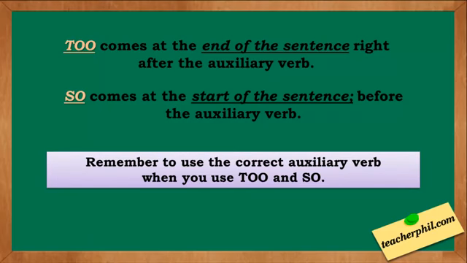Remember to use the correct auxiliary verb when you use too and so. If the speaker used a modal, then also use a modal. If you use a be verb, use a be verb. If you use an action verb, then make sure that you use the correct tense of the verb as well.